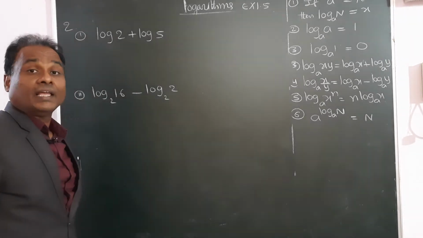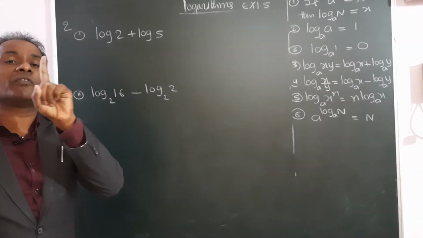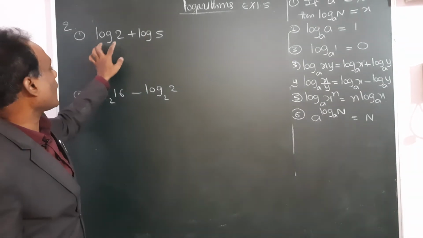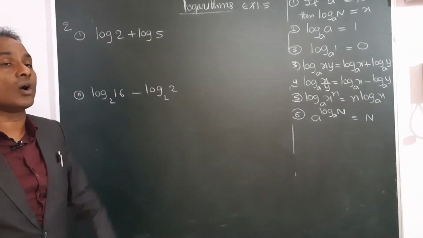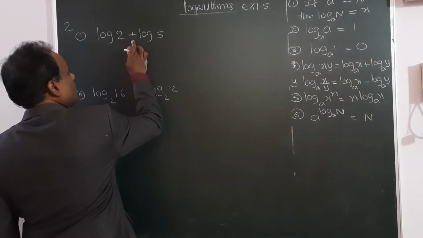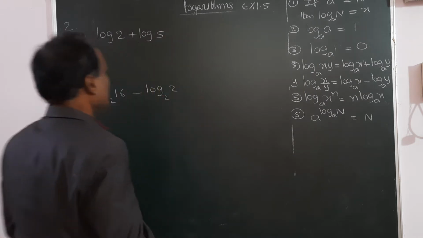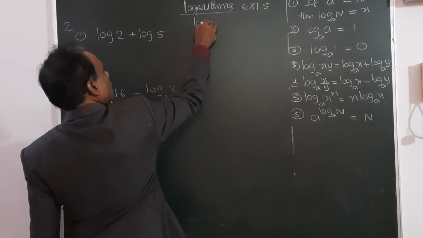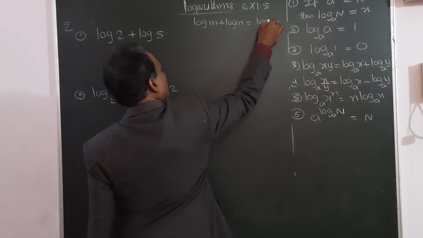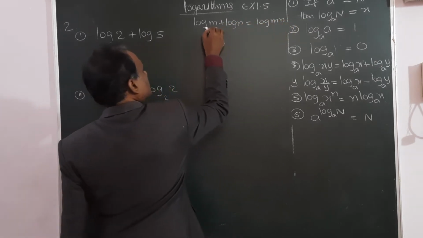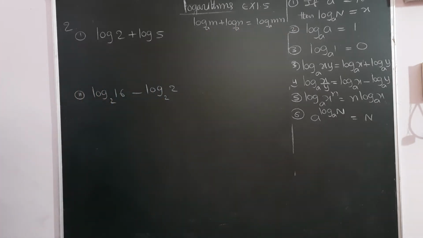See here, express this whole problem in the form of a single log, only one log. Here 2 log terms are given, log 2, log 5. It should be expressed only as a single logarithm. So log m plus log n, this product formula in reverse order. Log m plus log n is equal to log m into n.